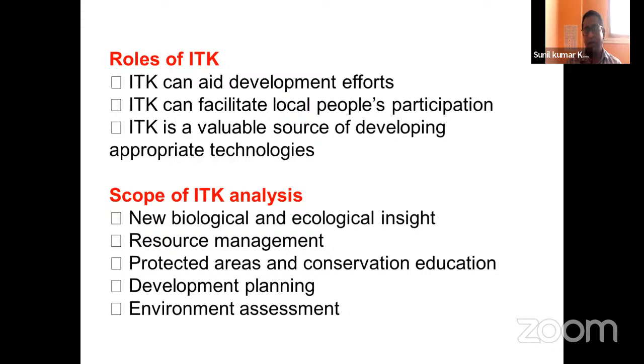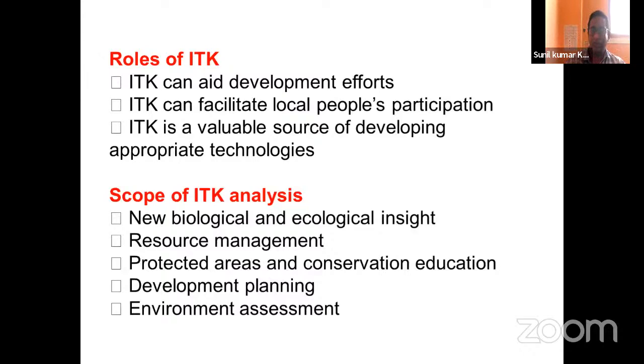That particular ingredient can be tested through a lab: what type of ingredients there are, and what quality and nutrient parameters they have. So scientific development can happen through this ITK. Scope of ITK analysis: it can bring new changes to the biological and ecological insights of scientists and researchers, and it can be used for resource management, maybe water, seed, input and different resources. It can be used for protected areas and conservation education, for development planning of a particular community, and as an environmental assessment tool.